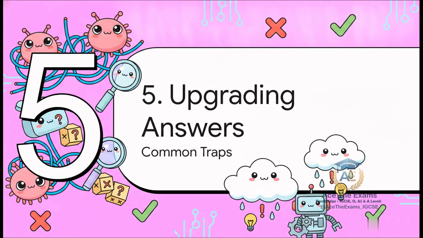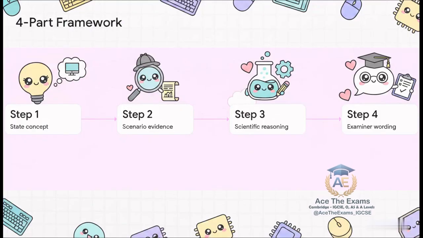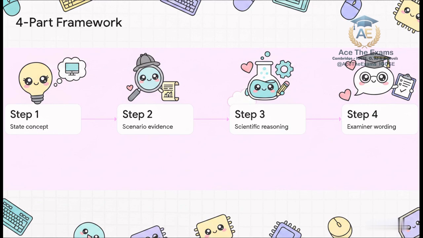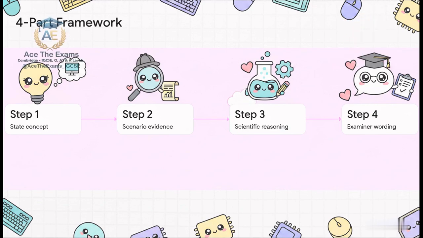Section 5. Upgrading flawed answers. So, how do we secure maximum marks on those tricky descriptive questions? You use this 4-part framework to build an ironclad answer. First, state the concept. Second, provide evidence from the given scenario. Third, layer in your technical reasoning. And fourth, lock it down by using precise examiner wording.